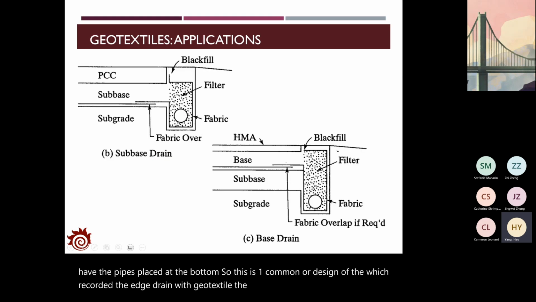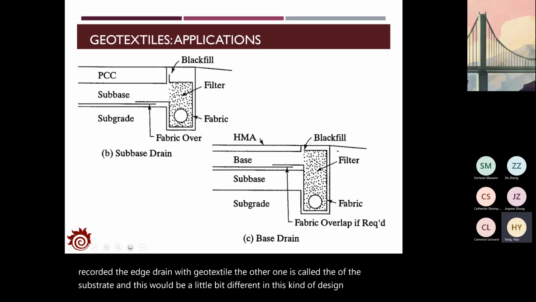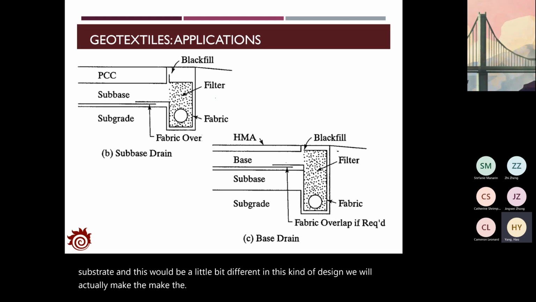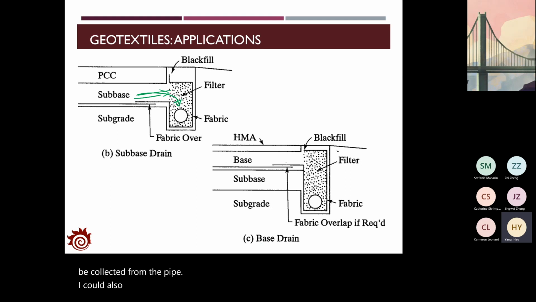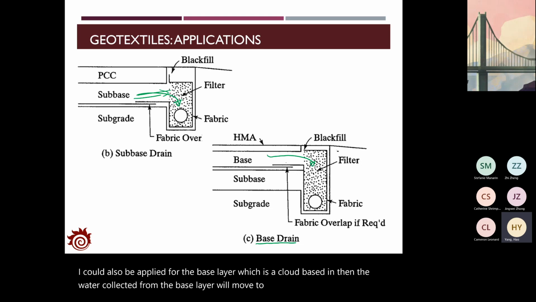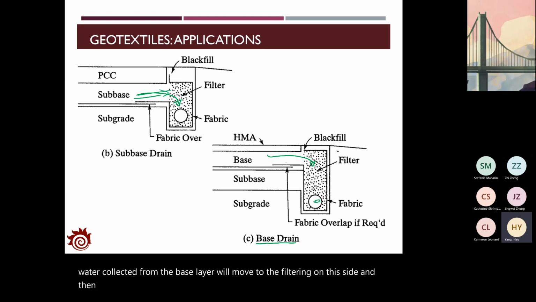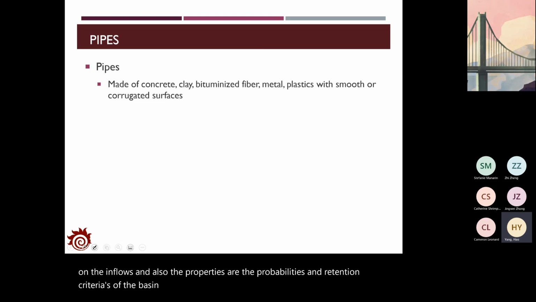The other one is called the sub-base drain. This would be a little bit different. In this kind of design, we will make the filter materials open to the subbase. With that, the water from the subbase can move freely to the filter, and then it can be collected from the pipe. It could also be applied for the base layer, which is called the base drain. Then the water collected from the base layer will move to the filter on the side, and then be collected in the pipe. So those are different types of designs depending on the inflows and also the properties, the permeabilities and the retention criteria of the base and subbase layers. And so those would be the designs for the geotextiles.